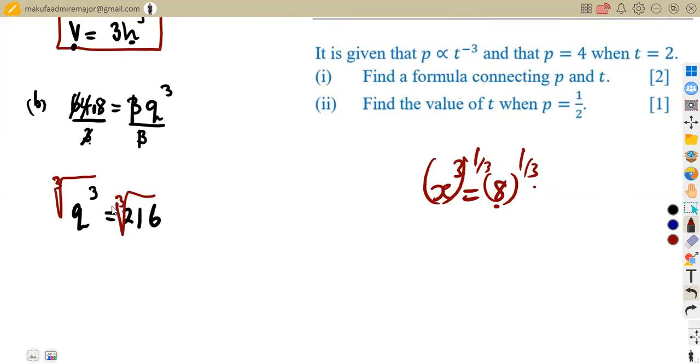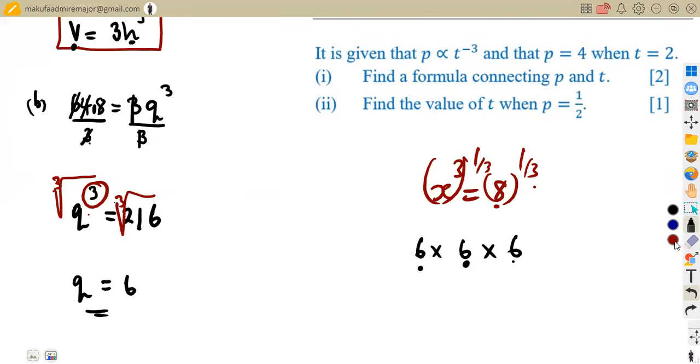The power of 3, you introduce the cube root. So the cube root simply removes the cube that we have on q. So q is going to be the cube root of 216, which is 6, the number that multiplies itself 3 times. 6 times 6, that is 36, times 6, that is going to be 216.